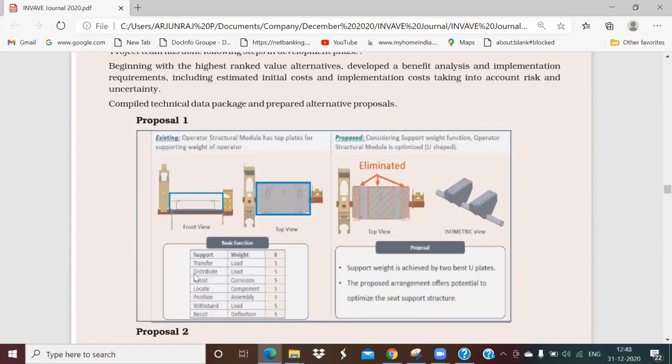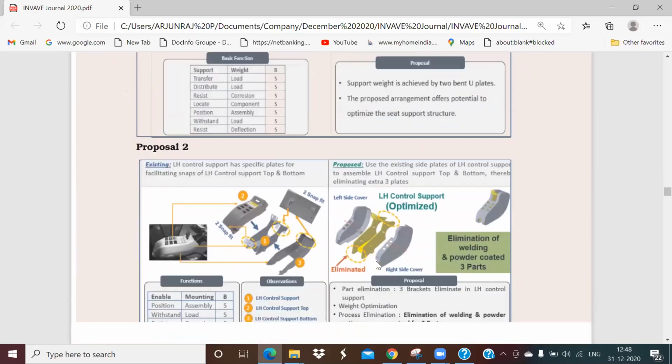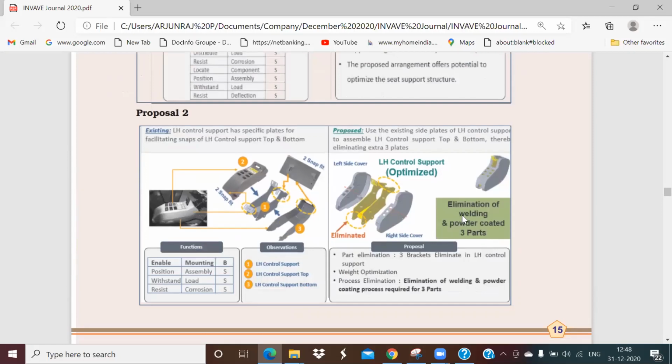So put together, these are the proposals versus the existing proposal, and they have eliminated the wing. When you eliminate, you are going to reduce the weight, and at the same time it will not affect the performance of the function. You are going to eliminate the weld and put in a bolted one.